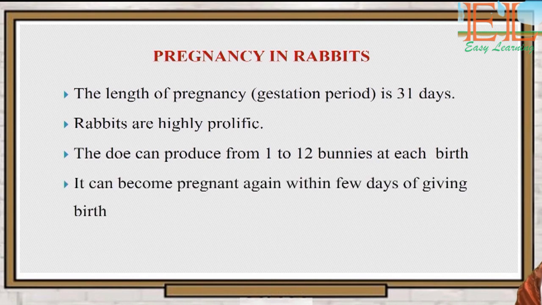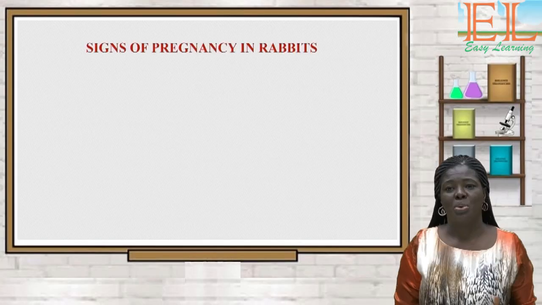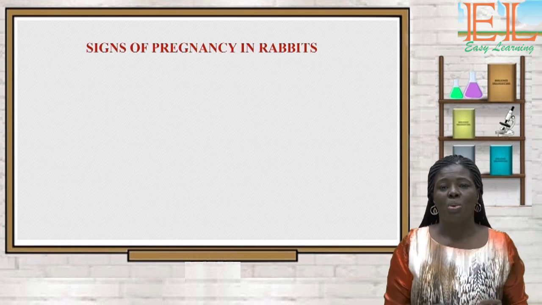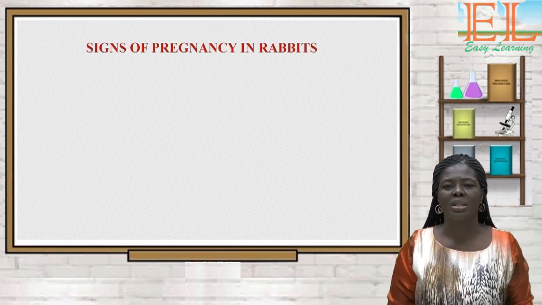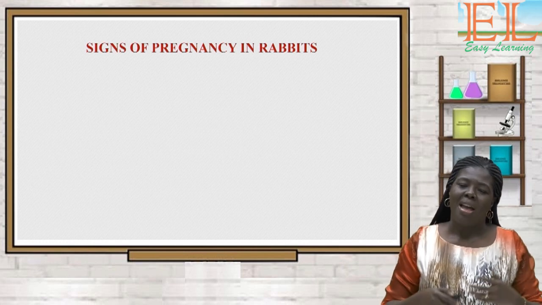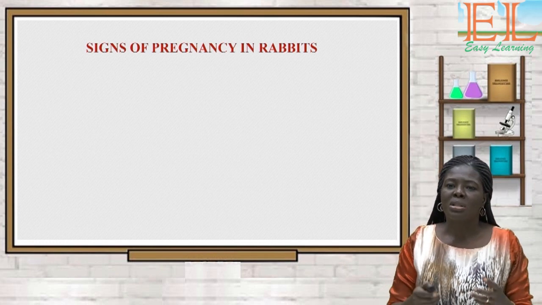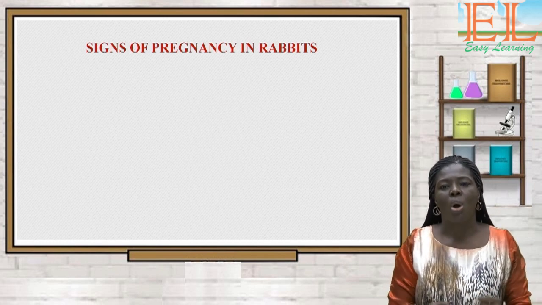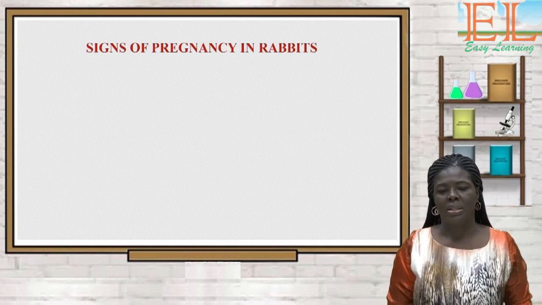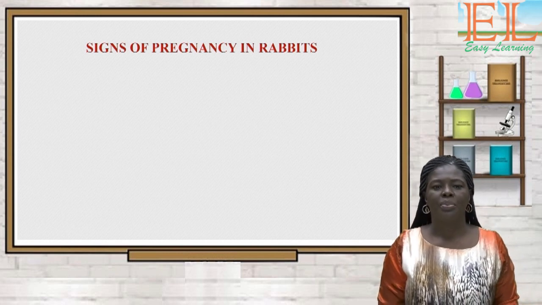It can become pregnant again within a few days of giving birth. So going into rabbit production, you will not lose at all. You are secure that you will be getting the young ones and then your money will be flowing. Now, you have crossed the doe. What will tell you that your animal is pregnant? Let's look at signs of pregnancy in rabbits.